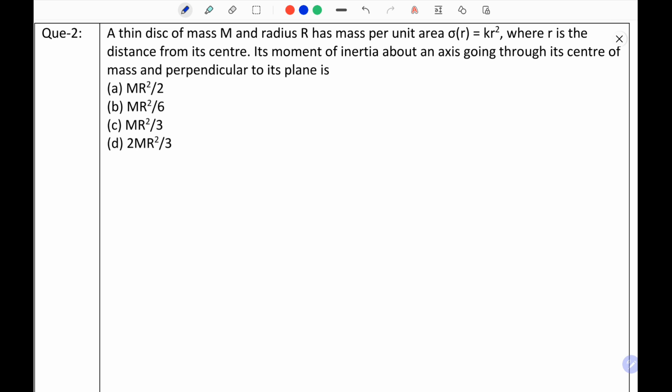Second question is, a thin disk of mass m and radius r has mass per unit area sigma of r equal to k r square, where r is the distance from its center.